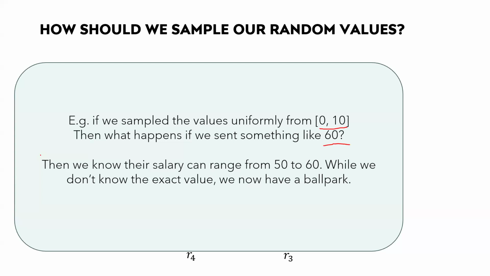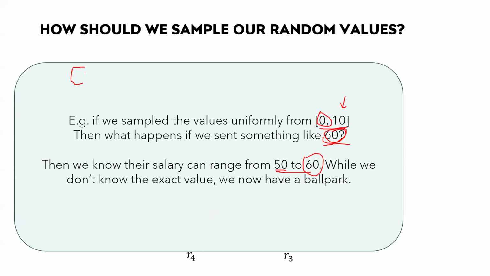Then the person who looks at our message, the second person, could just look at it and say, oh, we now know that their salary can range from 50 to 60, right? Because it could be 50 and you sampled 10, then I saw value 60. Or it could be the case that you sampled 0 and I saw value 60 because that's the value it is, right? So even though I don't know your exact value, this might be plausible deniability. I have a ballpark, right?